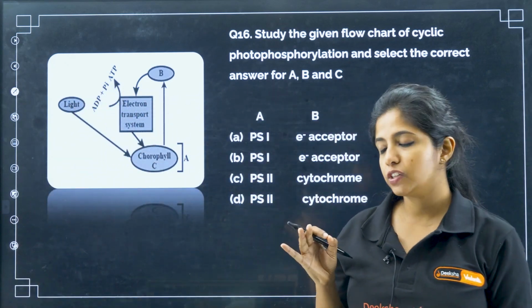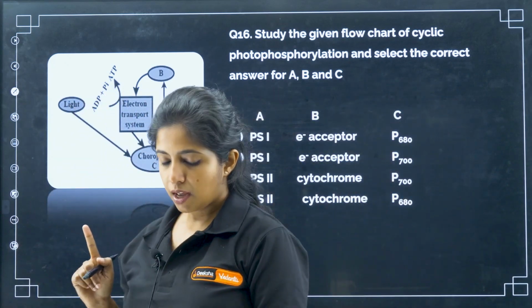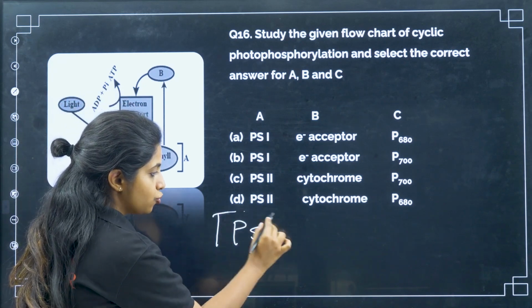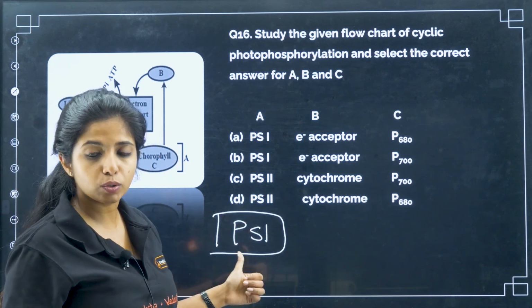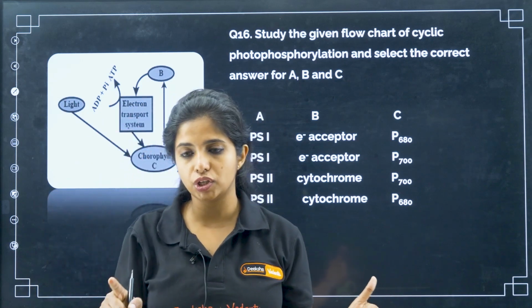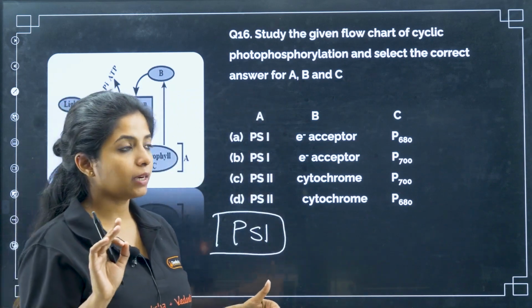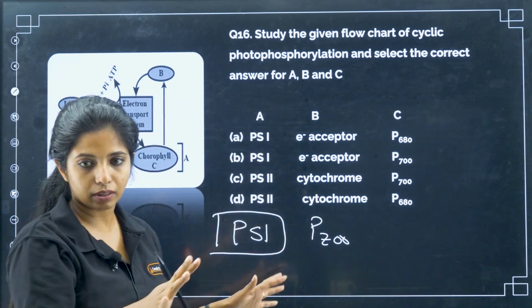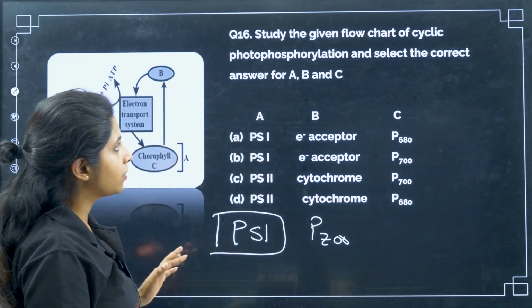In cyclic photophosphorylation, there is only one photosystem, that is PS1. It happens in the stroma lamellae, and stroma lamellae lacks PS2, so there is only PS1 involved in cyclic photophosphorylation. I also know one more thing, that PS1 is known as P700 because it takes the wavelength up to that. So with that I can try to find the answer.